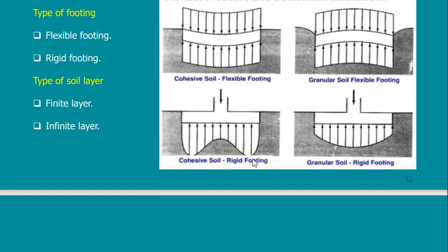What about having a rigid footing? As you see here, in a rigid footing, here the footing is curved, here the footing is curved, but here the footing is straight, and here the footing is straight. So it is a rigid footing on cohesive soil like clay, or on granular soil like sand. This is the expected soil reaction beneath these rigid and flexible footings.